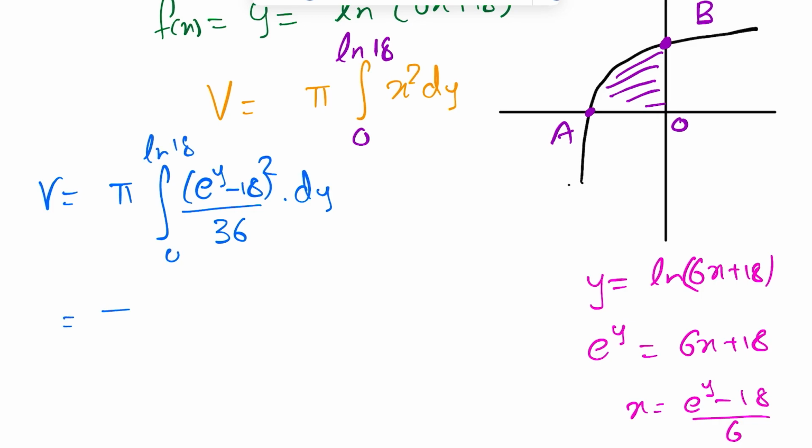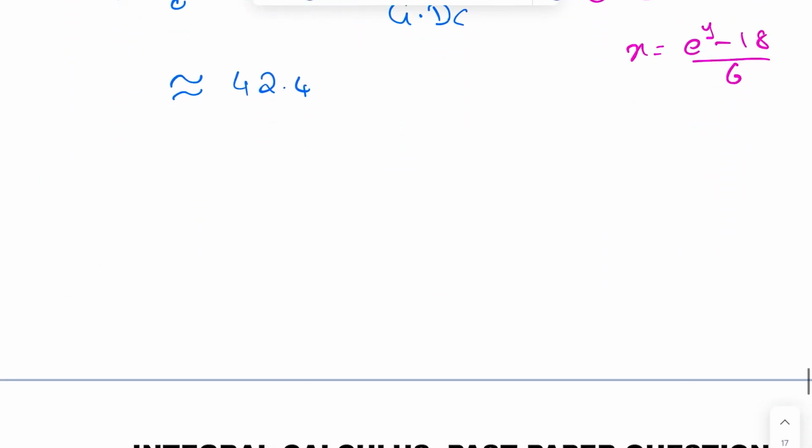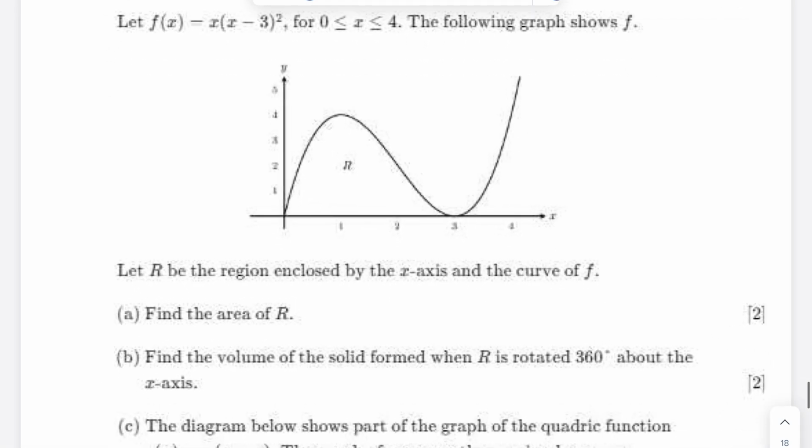So what is going to be the integral? Pi upon 36, integral from 0 to ln 18 of e power y minus 18 whole square dy. You can use the GDC and get the answer, approximately equal to 42.4. That's going to be the answer for question number 41. Now coming to question number 42.